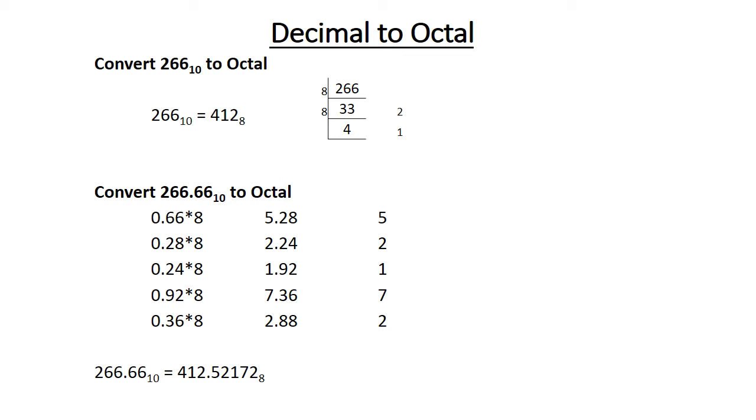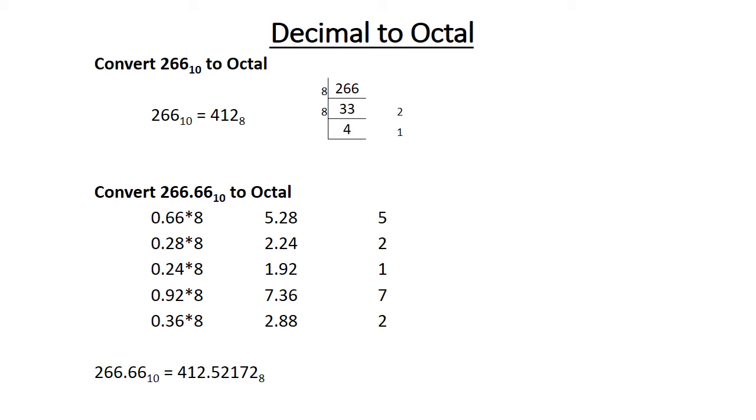Now how to convert a fractional part to octal? For example, convert 266.66 to the base 10 to octal. Earlier we have seen how to convert a decimal fraction to binary. We multiplied it with 2. Now here, to convert a decimal fraction to octal, you have to multiply it by 8. So here 0.66 multiplied by 8, it gives 5.28. And the integer part is written there, 5. And the fractional part is taken here.